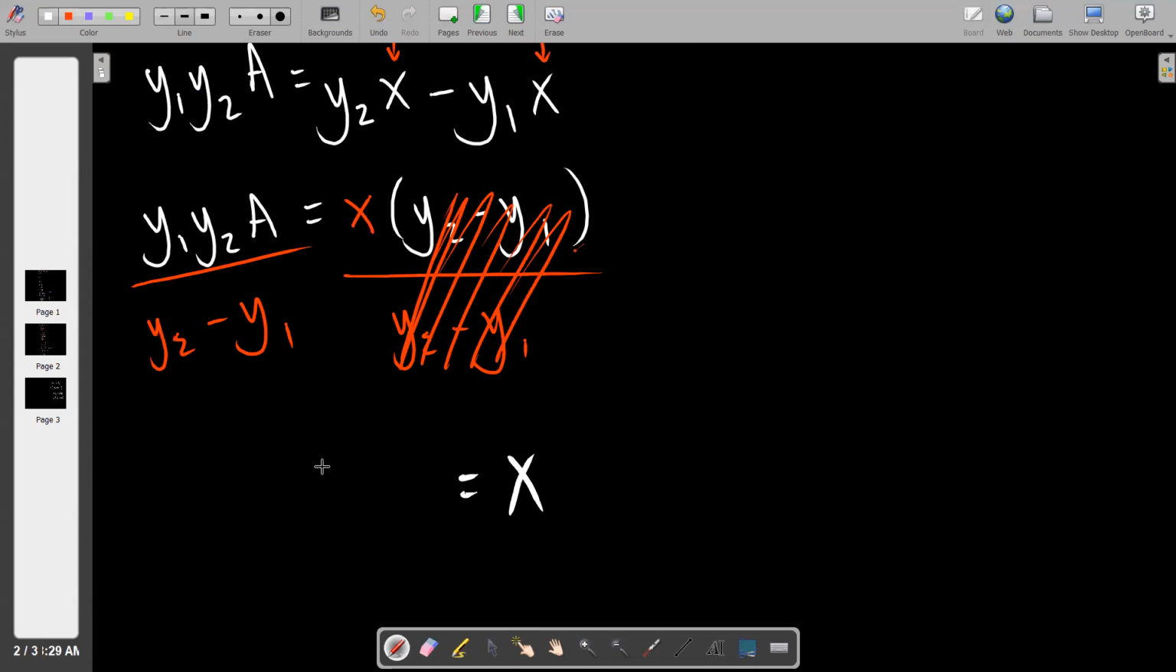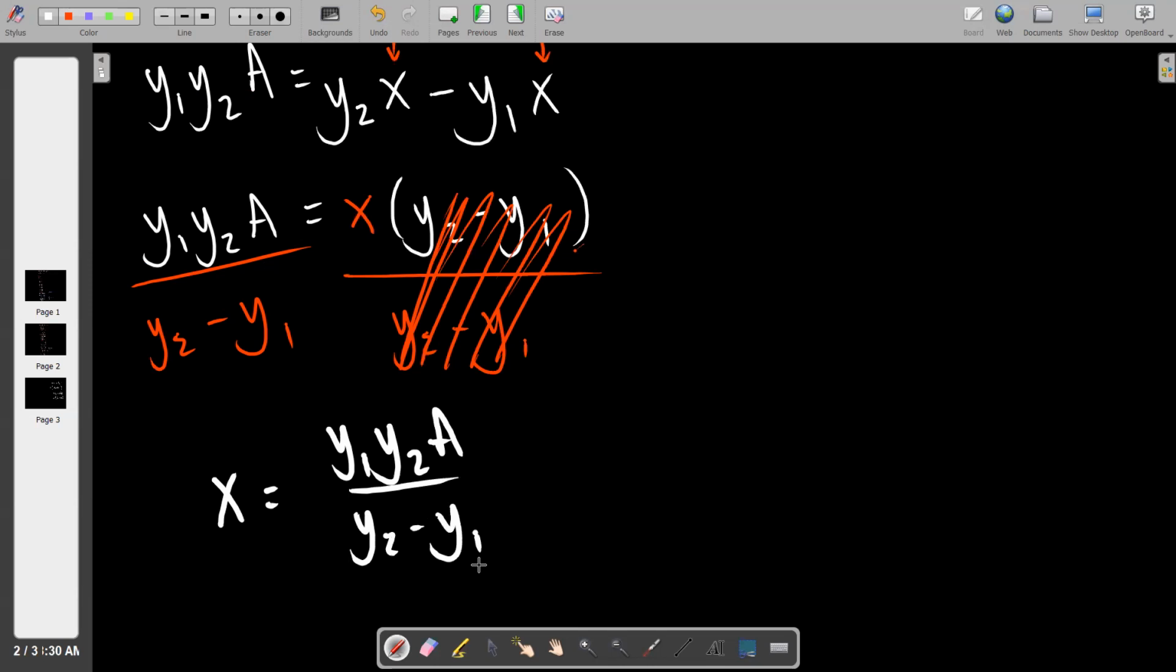X equals. Or if you're like Addie, who remember yesterday asked, is it okay if I keep putting my x on the left? Let's switch it once for any of you guys who like it this way. So I could just write x equals and then just copy all the stuff over to the other side. So I could do y1, y2, a divided by y2 minus y1. Done. Game over. Fire away.